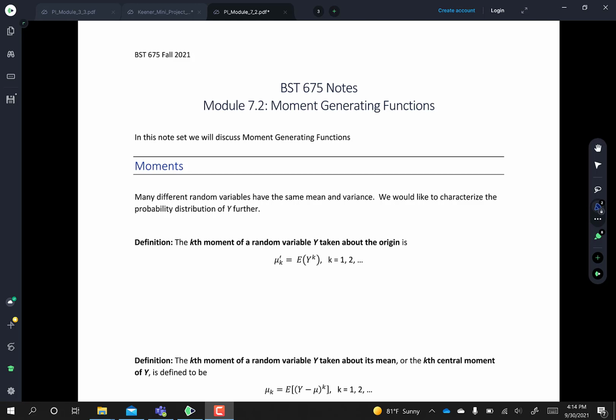In this set of notes, we're going to look at moment generating functions. But before we can talk about moment generating functions, we first need to define what moments are. Many random variables have the same mean and the same variance, and we would like to characterize the probability distribution of y even further.